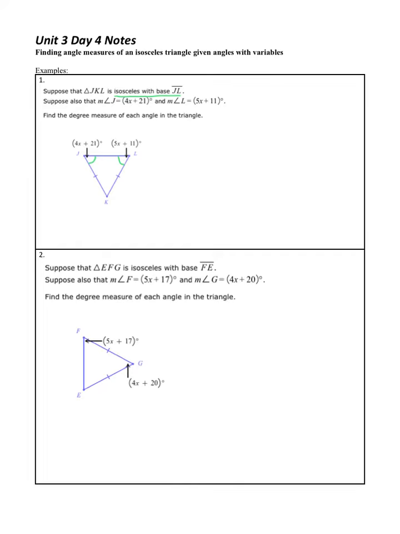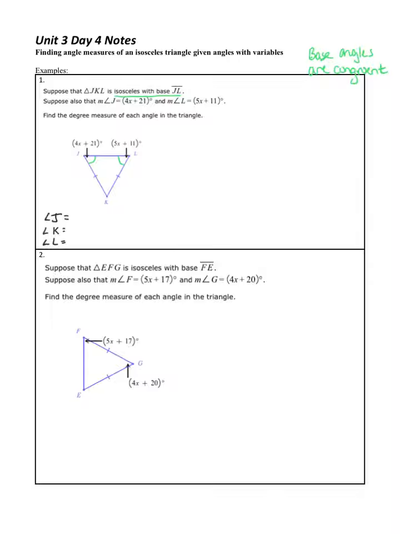Let that sink in. In an isosceles triangle, base angles are congruent. We were told JL is the base, therefore angle J and angle L are congruent. We've got equations for angle J and angle L, but we've got to find the measure of each angle. What I'm going to do right here is set up what I'm looking for. I'm looking for angle J, angle K, angle L. I'm just going to set it up so I have a place to write my answers. All right?